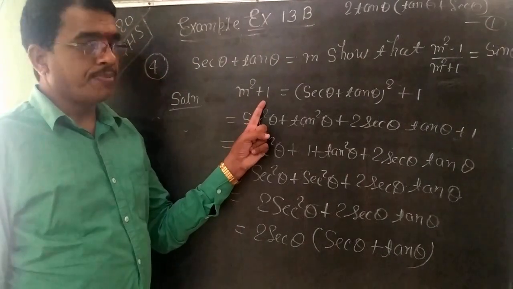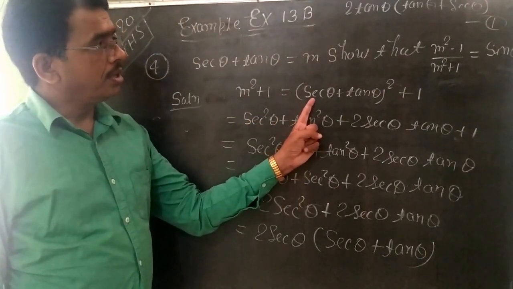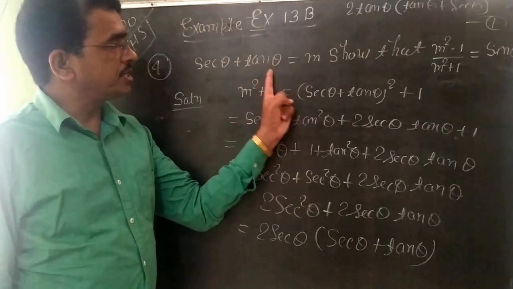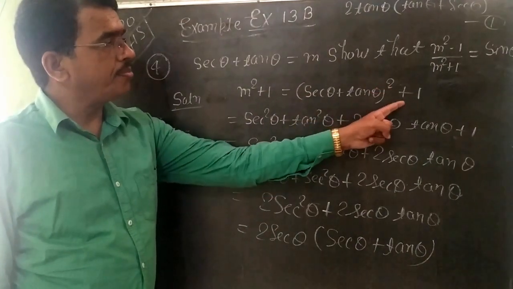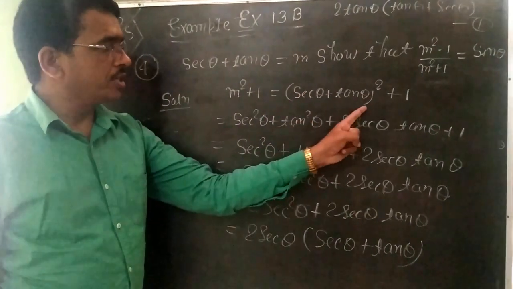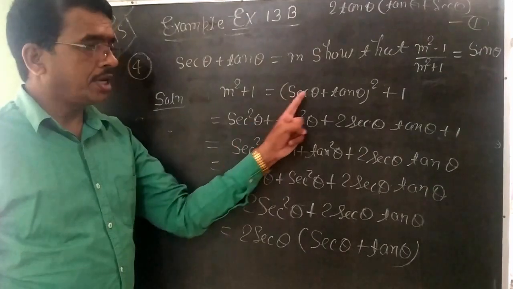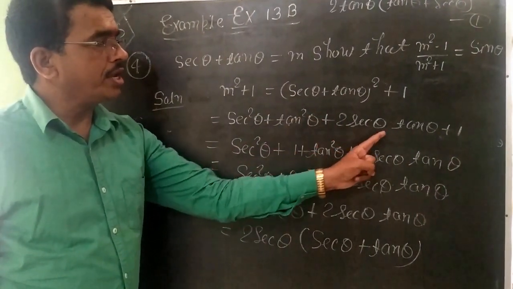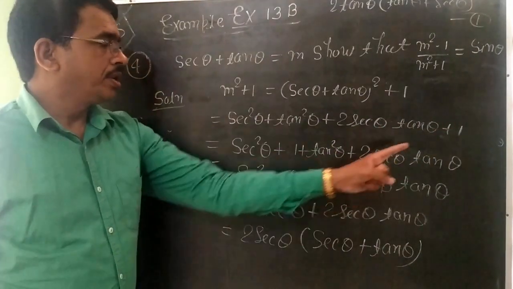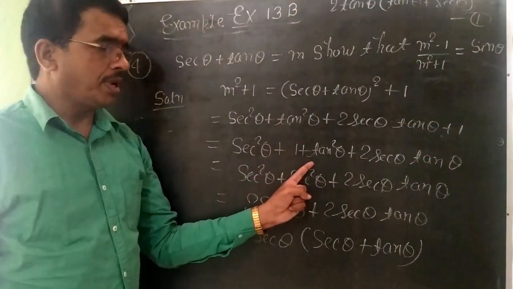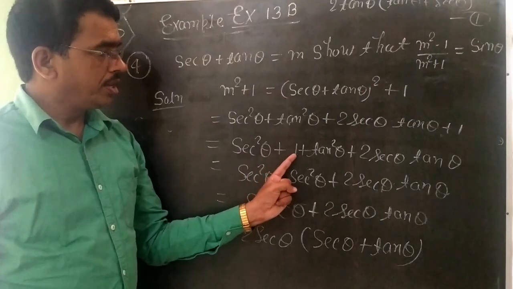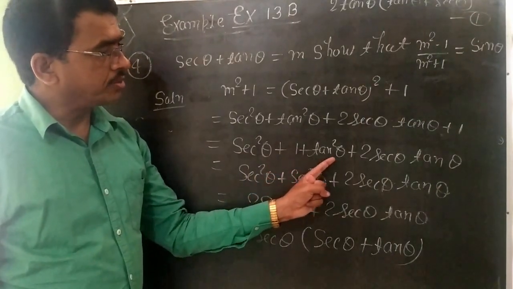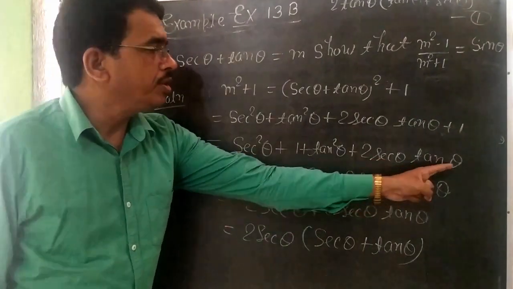Now m square plus 1 is equal to, put the value of m, that is sec plus tan, then sec plus tan whole square plus 1. This is a plus b whole square, so I write here a square, that is sec square, plus b square, that is tan square, plus 2 sec into tan, plus 1. Now 1 write with tan square. So we write here sec square plus 1 plus tan square plus 2 sec theta into tan theta.